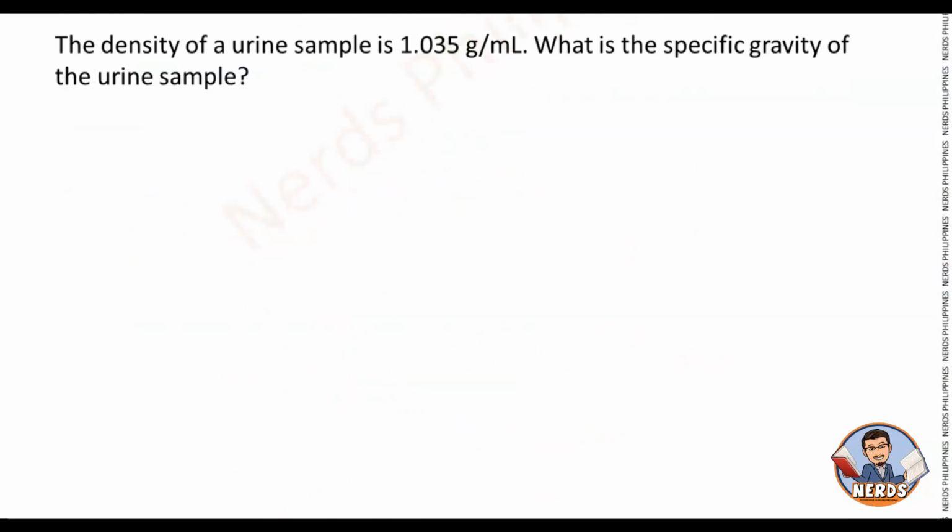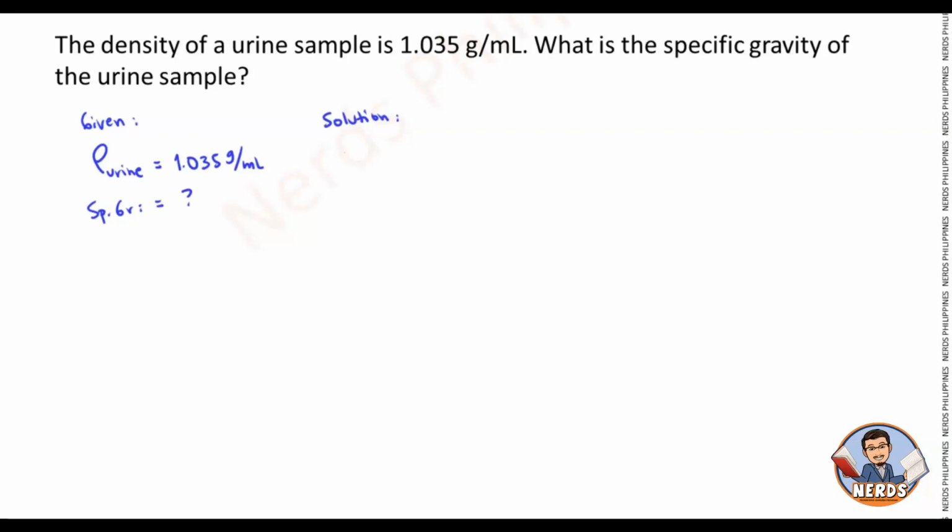The density of the urine sample is 1.035 grams per milliliter. What is the specific gravity of the urine sample? Okay, so ang given natin dito is yung density ng urine sample, which is equal to 1.035 grams per milliliter. Ngayon, ang pinapahanap sa atin dito is yung specific gravity ng urine. So, let's solve it.